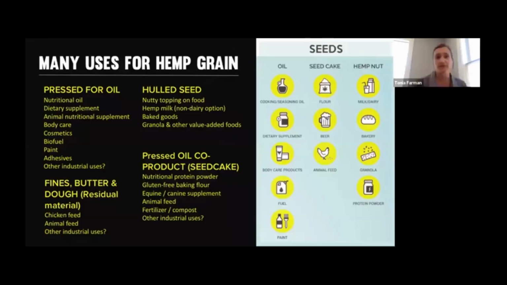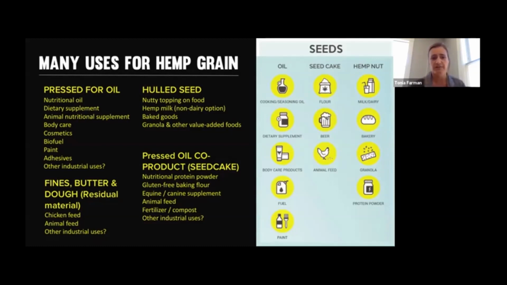So the GRAS status is really important because it allows us to go into all the human consumption markets. I put together a little graphic here, just touching the surface. It is a very oversimplified graphic of different uses for pressed oil. The hulled seed right now is all in the human consumption market, in food and value-added foods, and as a single ingredient. The fines, butter, and dough are the residual material from pressing for oil. So lots of different opportunities there.